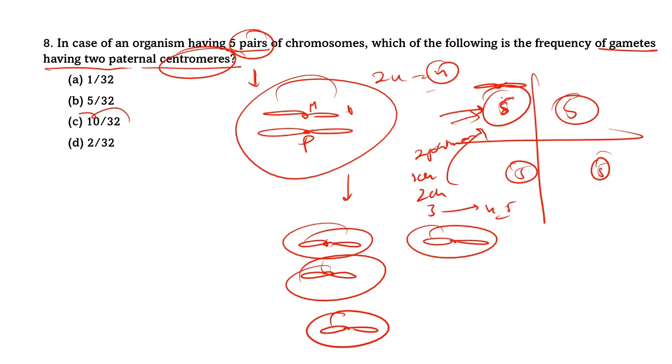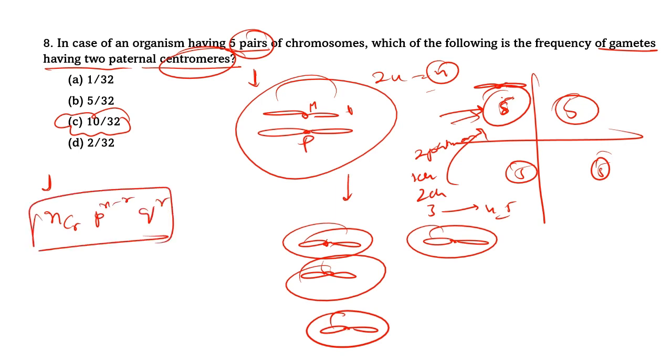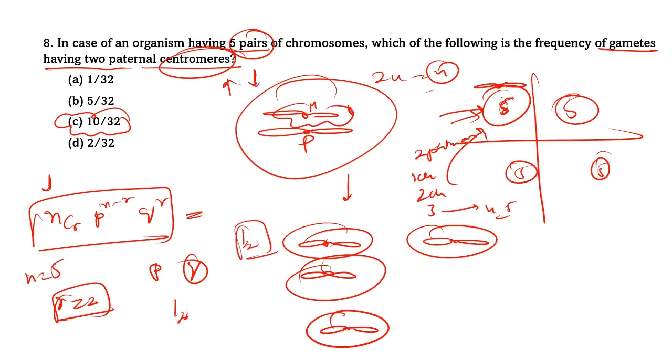If they are asking this type of question, I told you already, the simple formula is nCr p power n minus r q power r. So a simple binomial expression will give you the answer, where n is equal to 5 here and r is equal to 2, since we have to get 2 paternal centromeres in a single gamete. So what will be the p and q? Since it will be equally divided, it will be equal to half. So if you just substitute in the formula, you will get the answer 10 by 32.